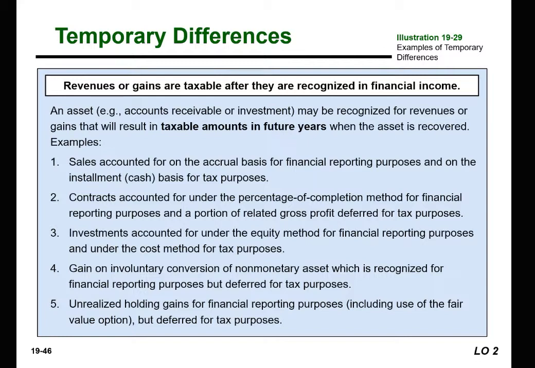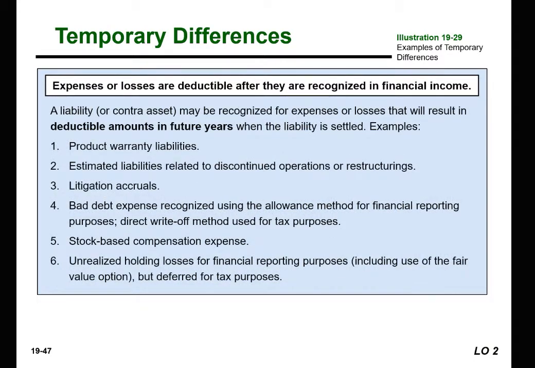Unrealized holding gains for financial reporting purposes, including those from the fair value option, are deferred for tax purposes. So that one should be relatively fresh in your mind when we're talking about investments, stocks, and bonds. Now, there are some expenses or losses that become deductible after they're recognized in financial income. So a liability or a contra asset may be recognized for expenses or losses that will result in deductible amounts in the future when the liability is settled.